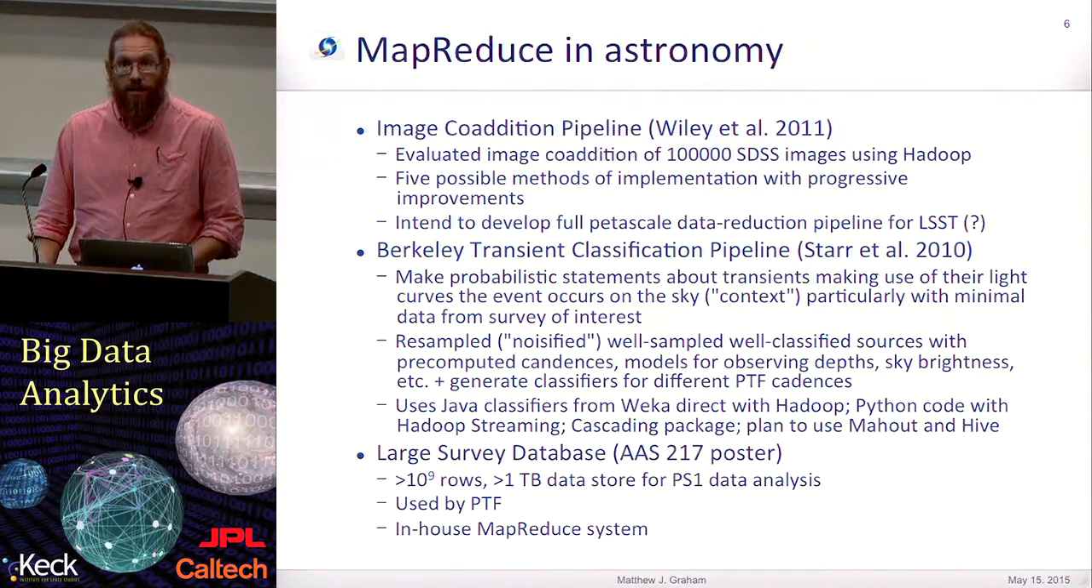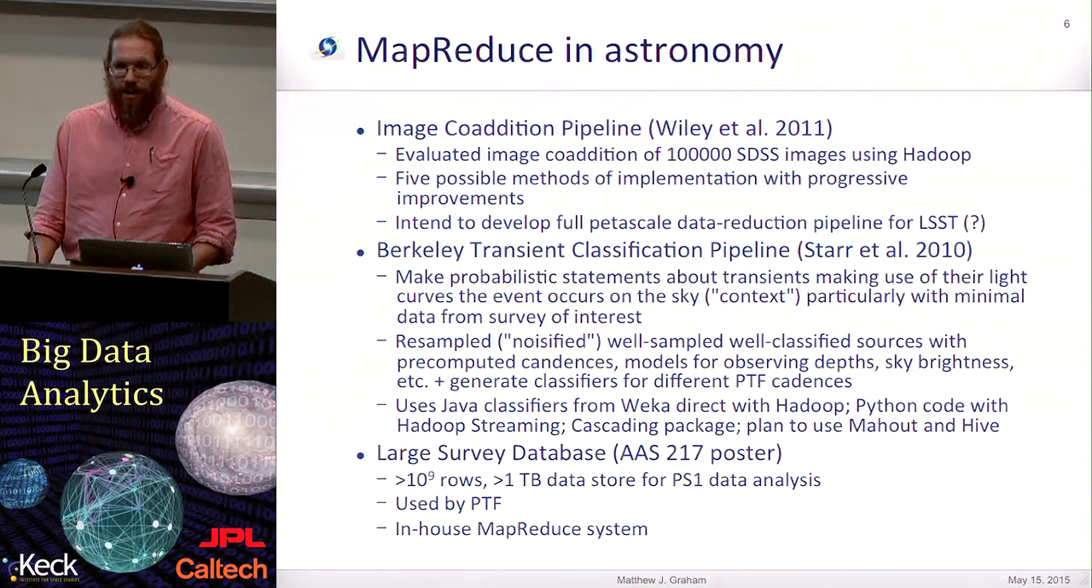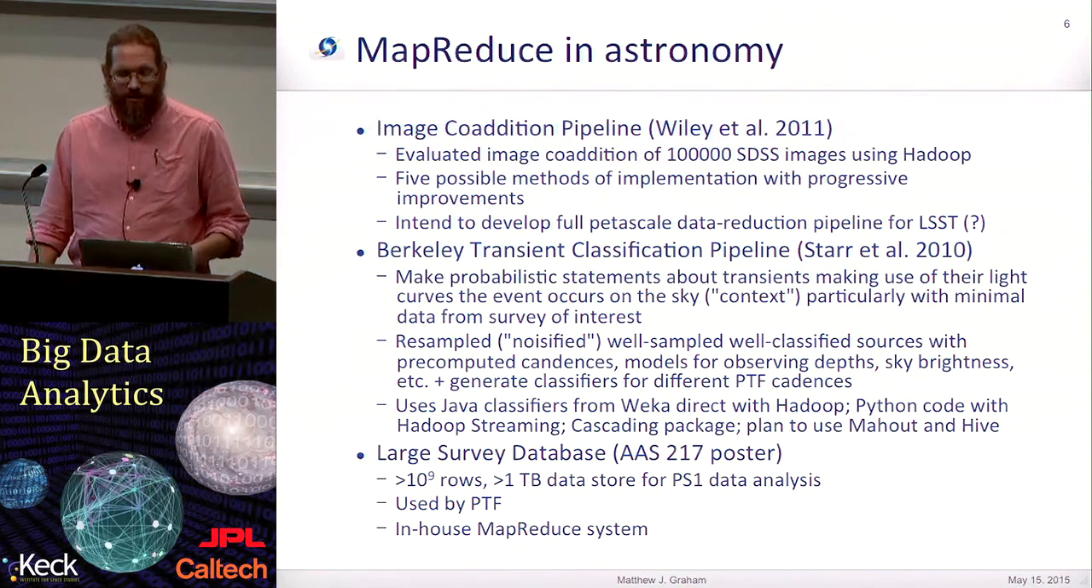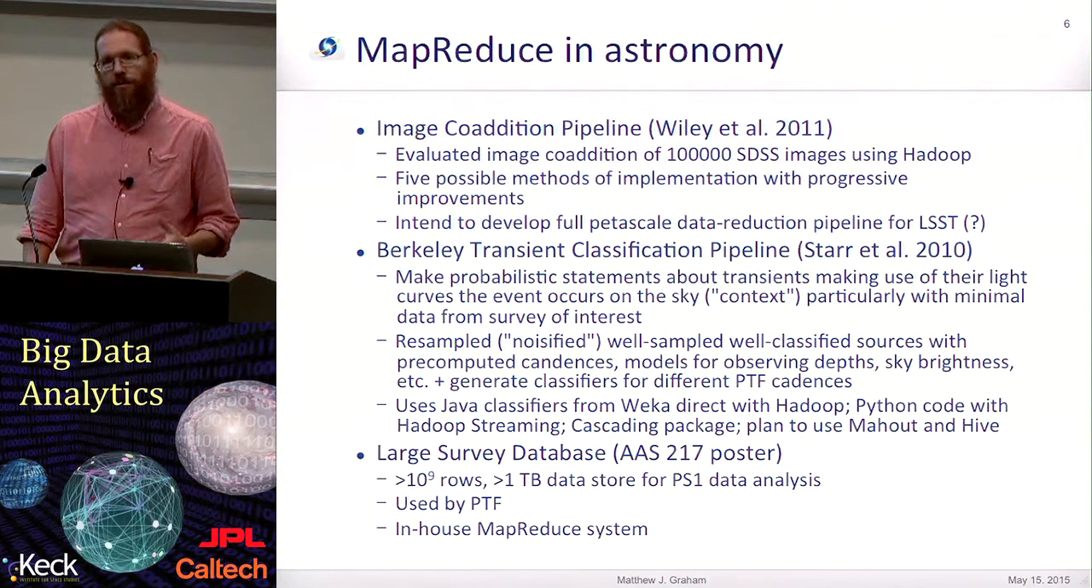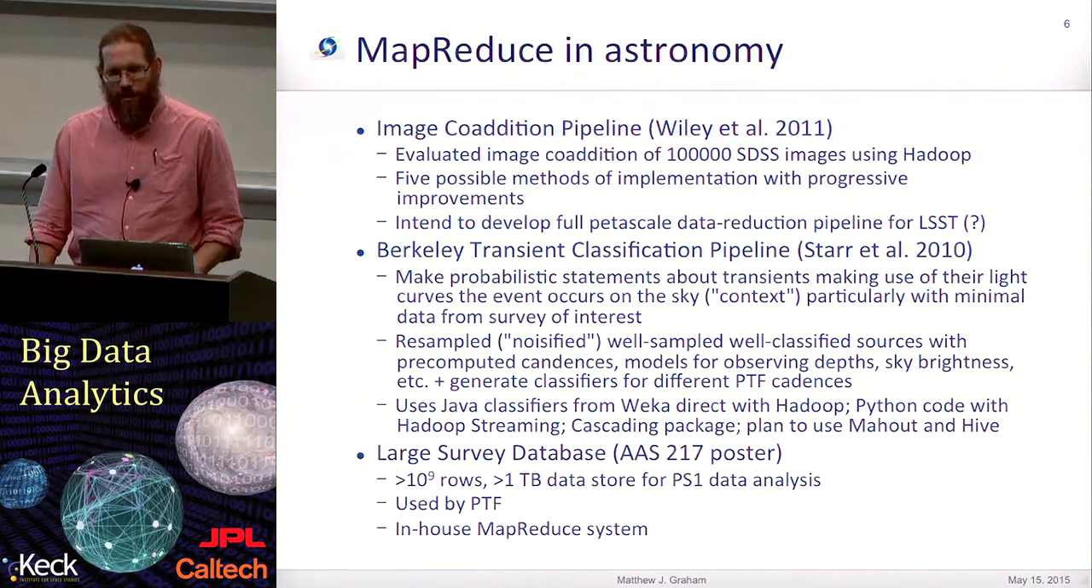And finally, there's another example, the Large Survey Database. This is again intended to be a data store, at least a terascale, but if not a petascale, data store for astronomical data. It's used by Pan-STARRS 1 for data analysis, and it's also used by the Palomar Transient Factory, and it has an in-house MapReduce system within it.